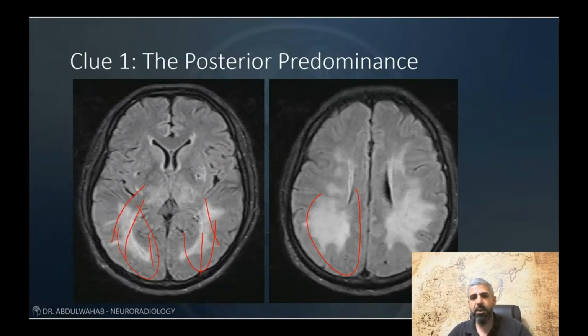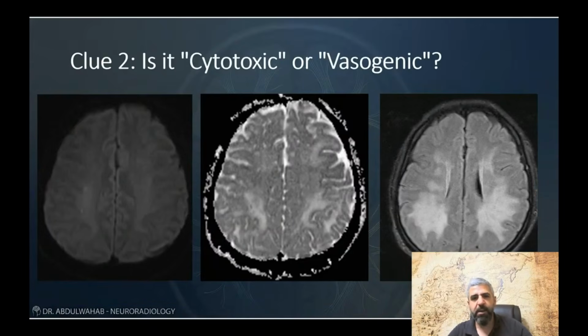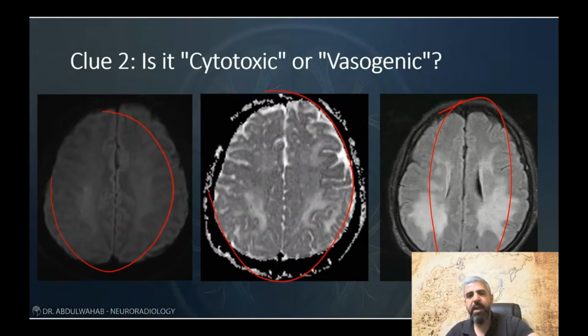Now, let's go to clue number 2. Is this cytotoxic or vasogenic? Come on, guys. We have here the FLAIR image, or the T2, and this is the diffusion, and this is the ADC map. It's not bright on diffusion, it's bright on ADC.